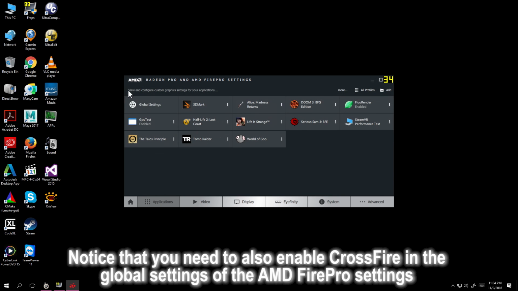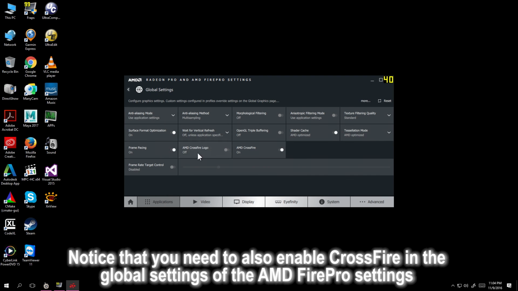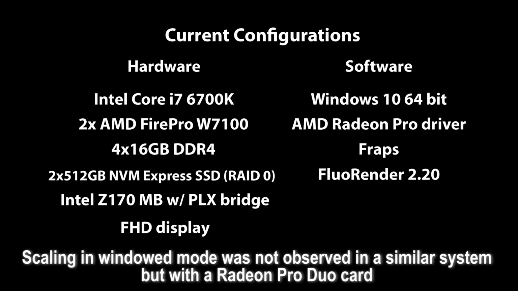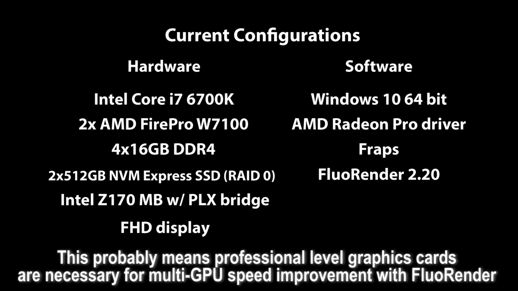Notice that you need to also enable CrossFire in the global settings of the AMD FirePro settings. In conclusion, AMD FirePro multi-GPU rendering can achieve excellent speed scaling in both windowed and full screen modes. Scaling in windowed mode was not observed in a similar system, but with a Radeon Pro Duo card. This probably means professional level graphics cards are necessary for multi-GPU speed improvement with FluoRender.